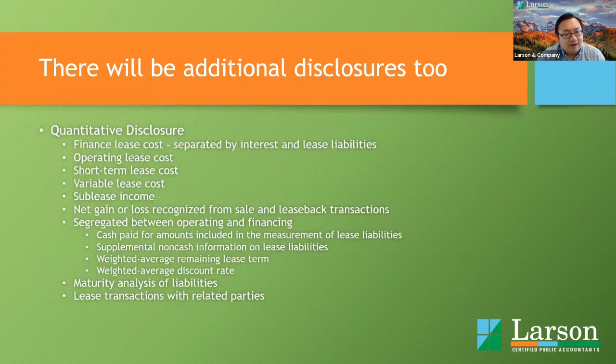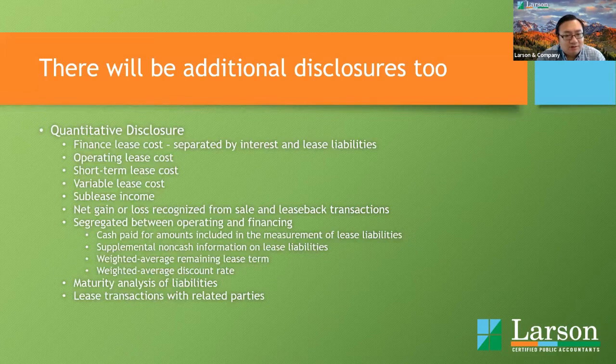Quantitative wise, on the face of the financials, you'll probably have a right of use assets line separately in your asset section, and then lease liability in the liability section. And then you will probably need to break that out between right of use for operating versus right of use for financing. Here, you also need to separate your finance lease costs.